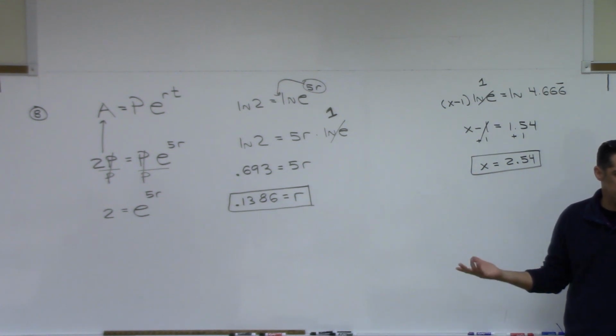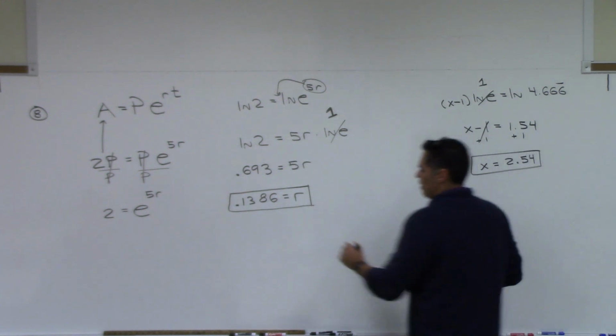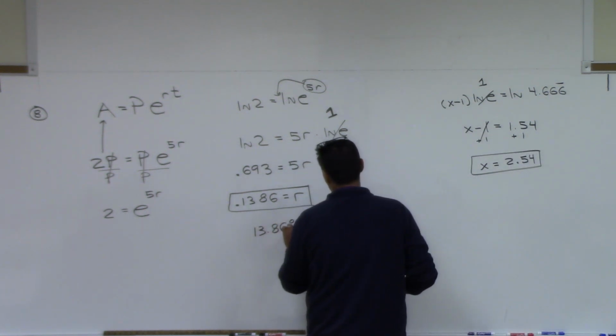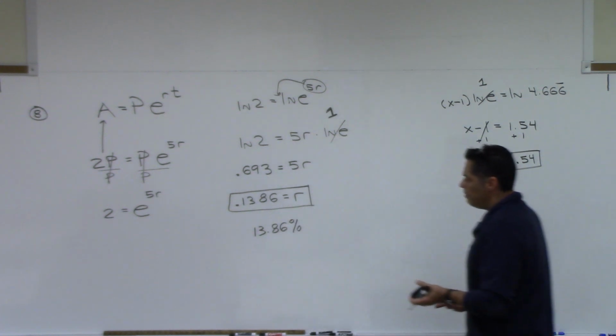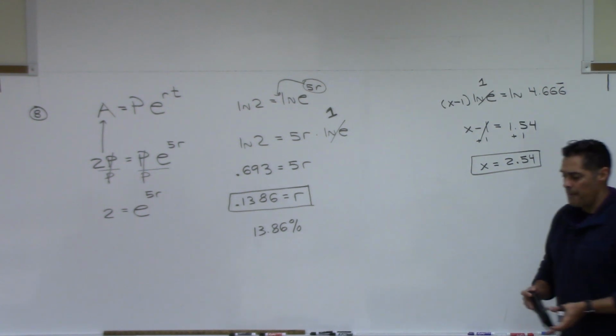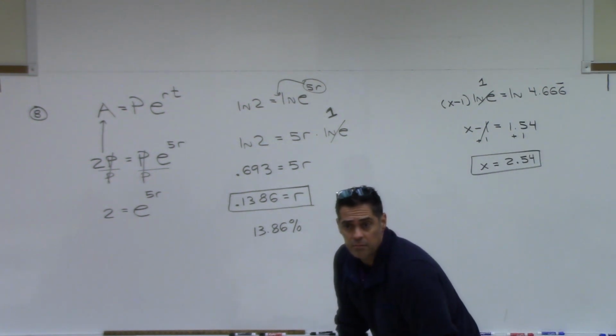But remember, it's an interest rate, right? So another way we could have written that would be 13.86%, which is an extremely high interest rate. If you want to double your money in 5 years, then you're going to have a very high interest rate for that to happen. All right, good.